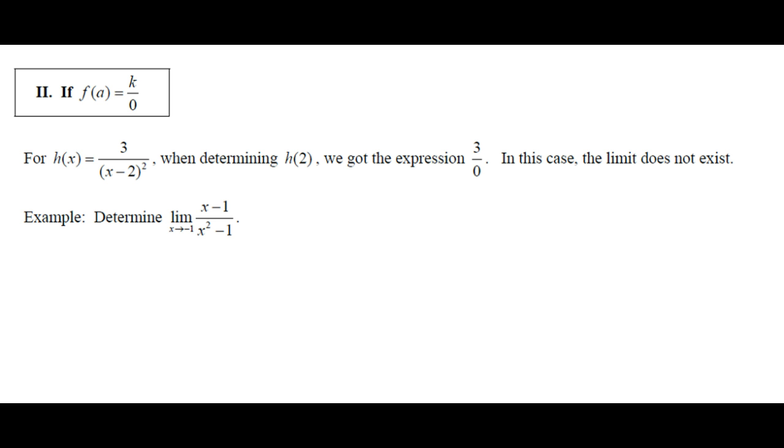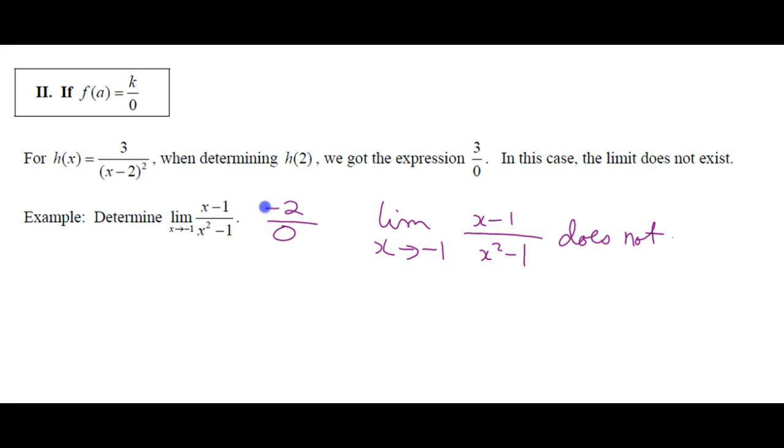So example, determine the limit as x approaches negative 1. So we're going to throw a negative 1 in there, right? Just to see. So negative 1 minus 1 is negative 2. Negative 1 quantity squared is 1, minus 1 is 0. This evaluates to negative 2 over 0. So we say the limit as x approaches negative 1 of x minus 1 over x squared minus 1 does not exist.